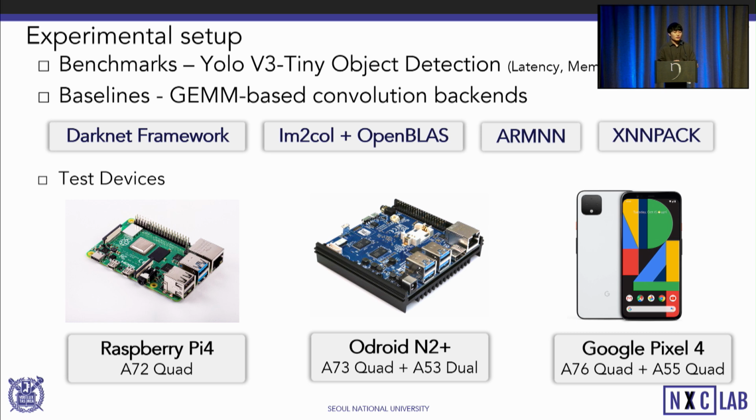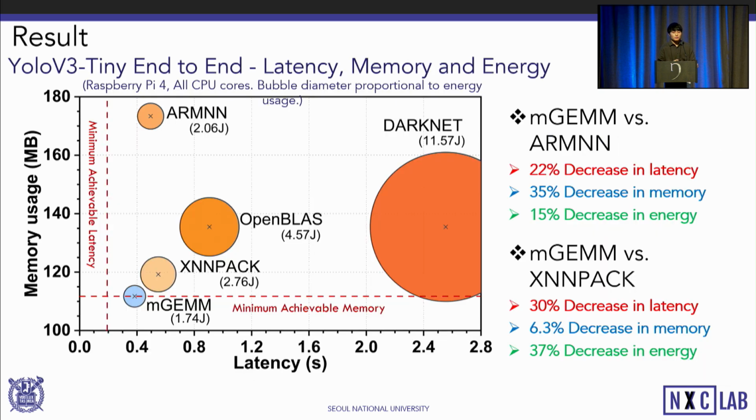To test our final mGEMM algorithm, we present YOLO version 3 tiny object detection results of mGEMM on 3 different mobile hardware, compared against state-of-the-art solutions from the likes of Google and ARM. ARM-NN is from ARM and XNNPACK is from Google. From the graph, we can see that mGEMM is able to achieve the best performance in all dimensions, even when compared to the state-of-the-art solutions from Google and ARM.